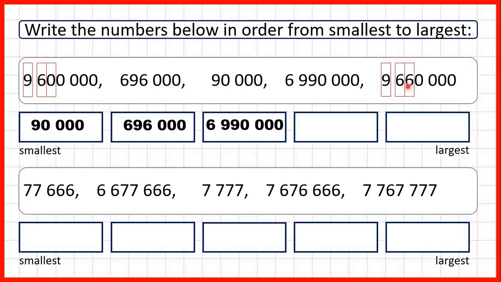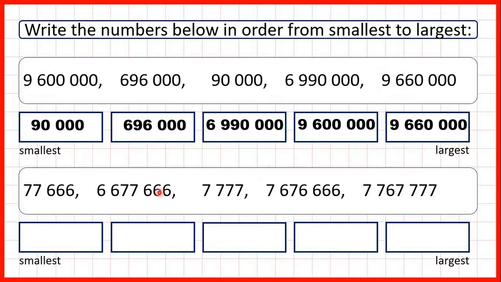So we need to move across again and look at our 10,000s. Here we have 6 in the 10,000s place value, but here we have a 0. So that means 9,600,000 must be next smallest, and so our largest number is 9,660,000.